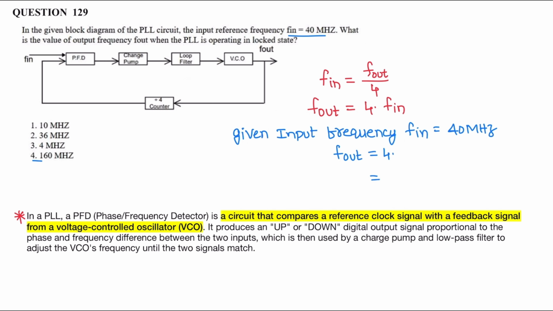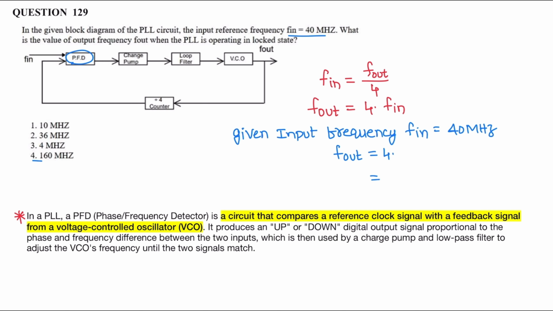Question number 129. In a given block diagram of a PLL circuit, the input frequency is 40 MHz. What is the value of output frequency F out when the PLL is operating in the lock state? In this PLL, the PFD, phase or frequency detector, is a circuit that compares a reference clock signal with a feedback signal from a voltage controlled oscillator.